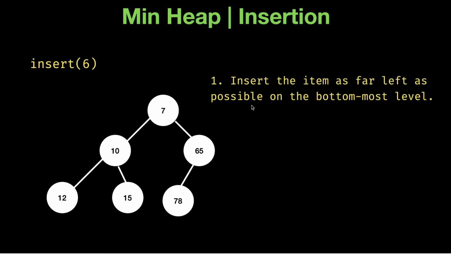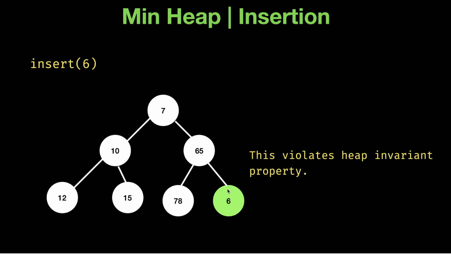So first of all, we will insert the item as far left as possible on the bottommost level. The place as far left as possible is here, right? So we insert 6 into this tree. But after inserting 6, we can clearly see that this violates the heap invariant property, because 6 is less than 65, but this is a min heap, so 65 should have been less than 78, as well as 65 should have been less than 6 also, but this is not the case here.